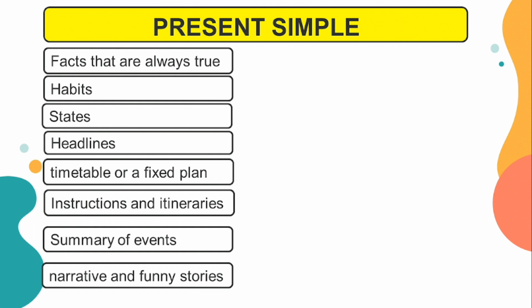We also use it for headlines, which means the title of a newspaper or the main point of the news, and for timetables or fixed plans. It describes instructions and itineraries, summaries of events, and funny stories or events in history, the historical present. The structures of present simple are as follows.